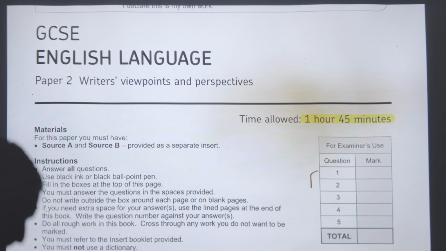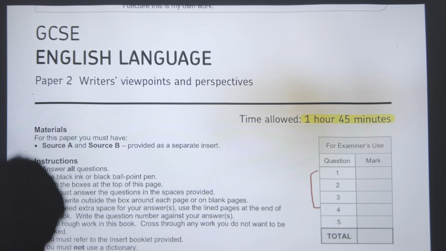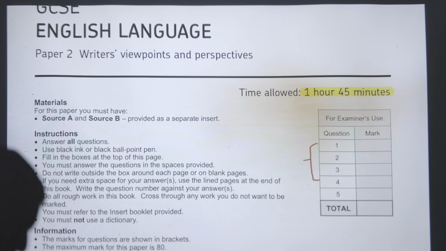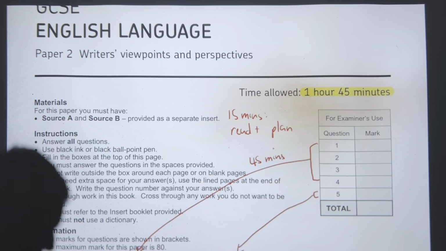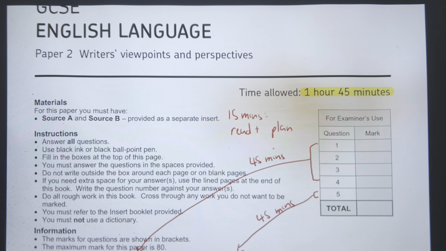And guys, it's the same drill. Question 1, question 2, question 3, and question 4 is for section A. And question 5 is for section B. And it's the same timings as before, guys. We spend 15 minutes to read and plan. We spend 45 minutes answering question 1, 2, 3, 4. And we spend 45 minutes answering question 5.